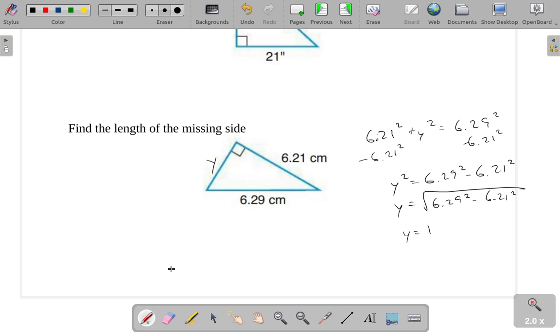It's not always going to come out as a nice number like this. This is just a few specific examples.